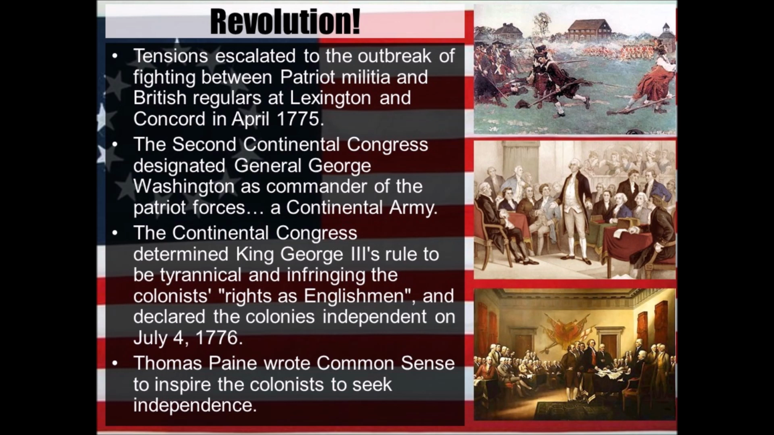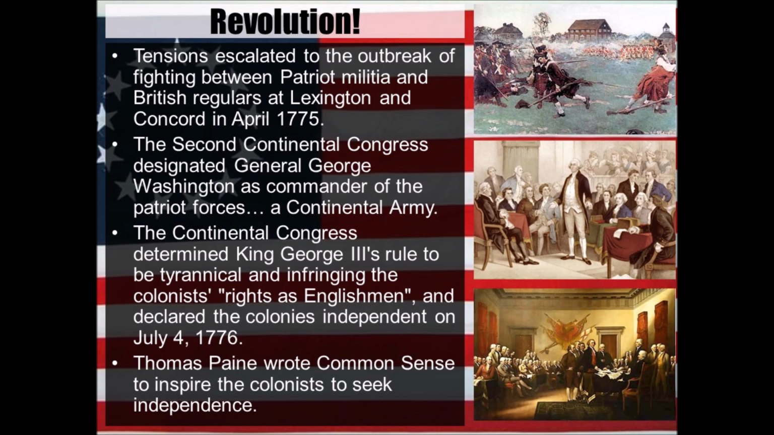And where this escalates into open conflict is where the British send a group of troops up to this part of Massachusetts called Lexington and Concord. These are two little towns up there. Word had gotten out that the colonists, now calling themselves the Patriots, had a store, a stash, if you want to call it, of arms, guns and ammunition. The British went up there to take that away.